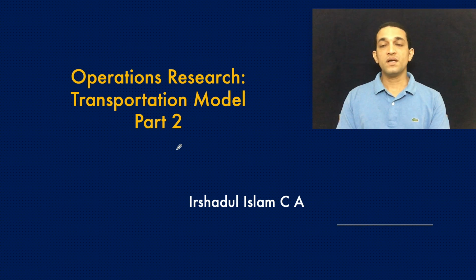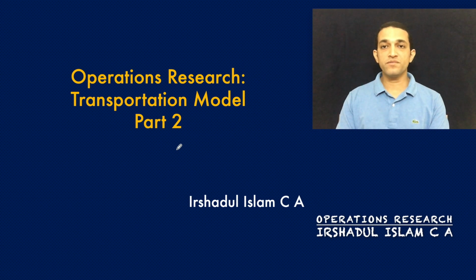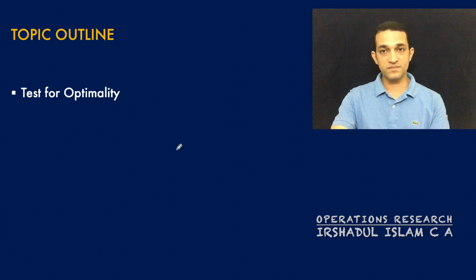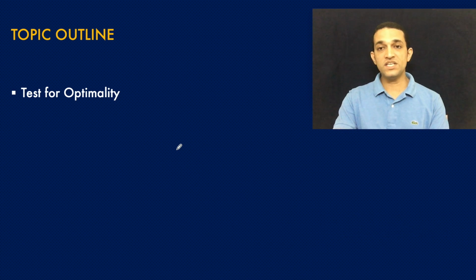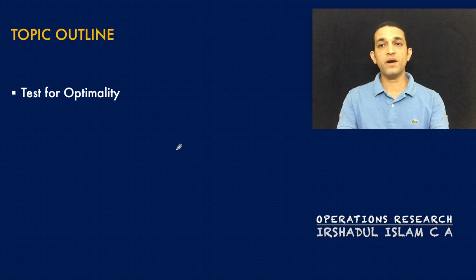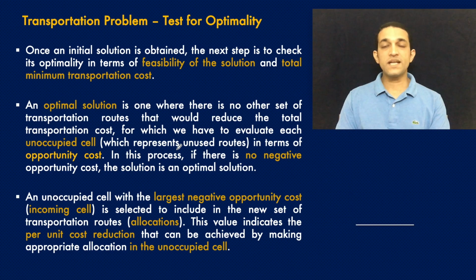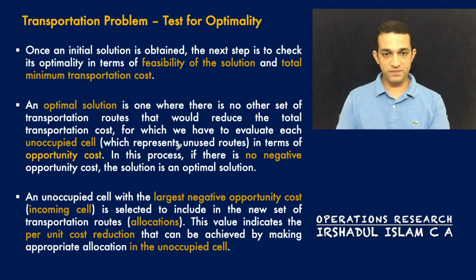Hi. Now we will discuss the second part of the transportation model, that is, to test the optimality of a transportation problem. In the previous case, we calculated the initial basic feasible solution by three methods. We understood how to calculate each method. Transportation problem, test for optimality.